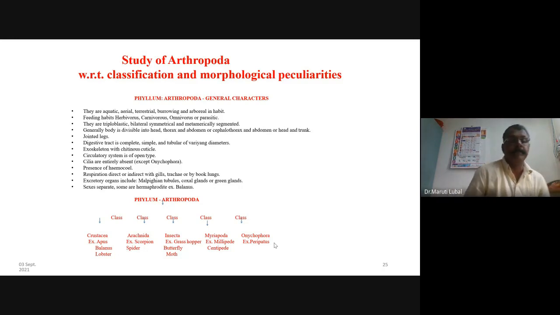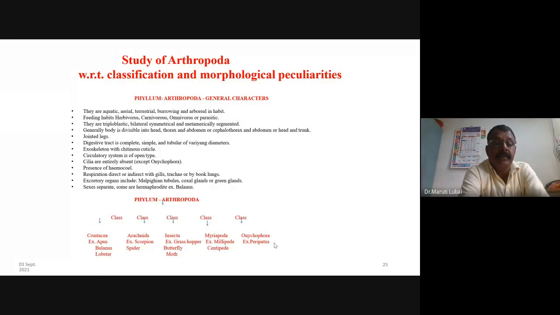The specific and very important character of Arthropoda is that the legs are jointed. The digestive tract is complete, very simple and tubular, with varying diameter. Exoskeleton with cutaneous cuticle. The circulatory system of Arthropoda is open type. Cilia are entirely absent except in Onychophora. The class Onychophora contains cilia. The presence of cilia is a very distinctive character.